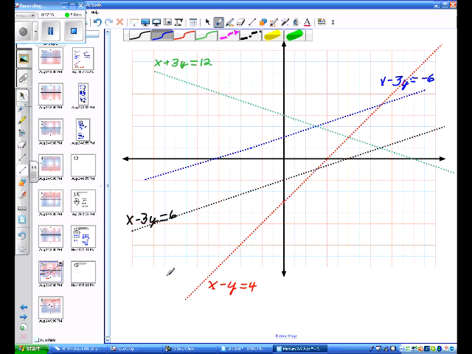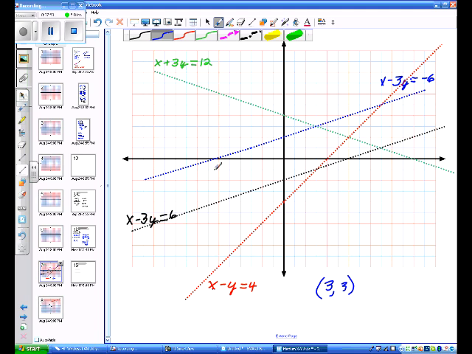But if we have a system of equations here, now I've got 4 different equations up here, and you can look at them. We've got x plus 3y equals 12. This blue line is x minus 3y equals negative 6. And we've got x minus 3y equals 6 and x minus y equals 4. Now, if we wanted to find the two equations that had a solution of 3, 3, then what we mean is we're looking for the two equations that cross at the point 3, 3.